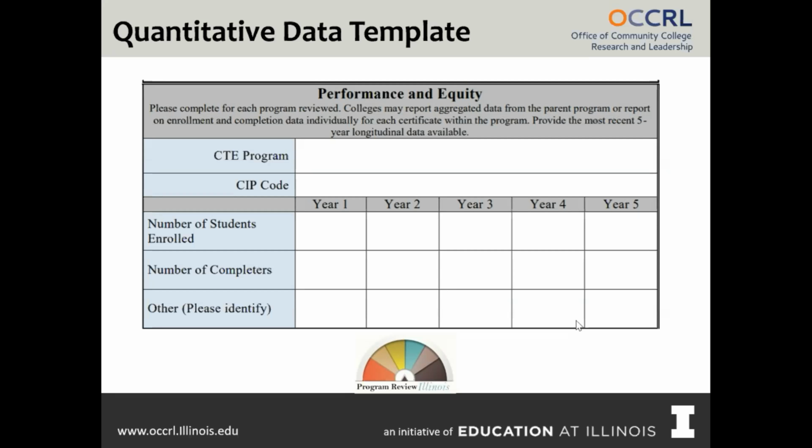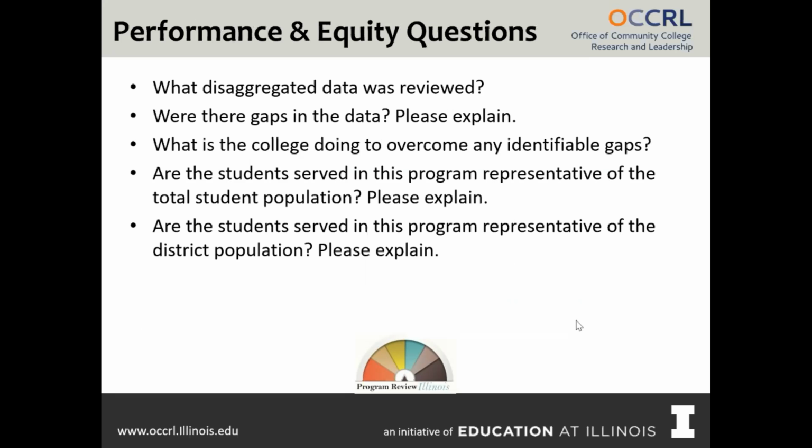We heard from people that this is challenging with a small program to really identify trends. But you still have data that you can look at and use and report as it relates to who's enrolled, who's completing. Moving beyond that, the questions under the performance and equity section ask you what disaggregated data was reviewed. Even in a small program, you can name that. Were there gaps? You can explain and elaborate on that.